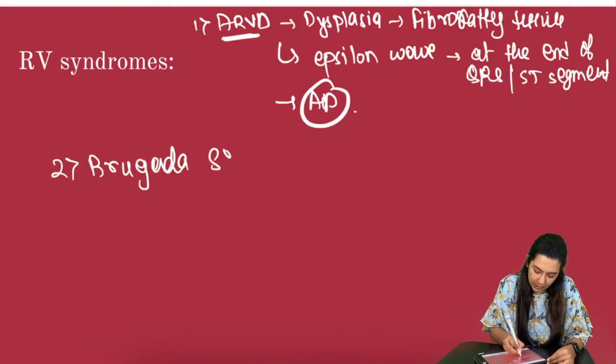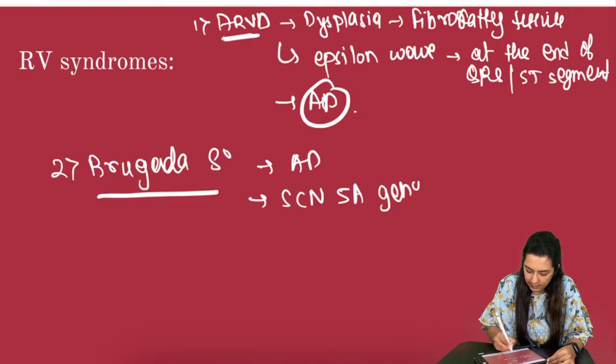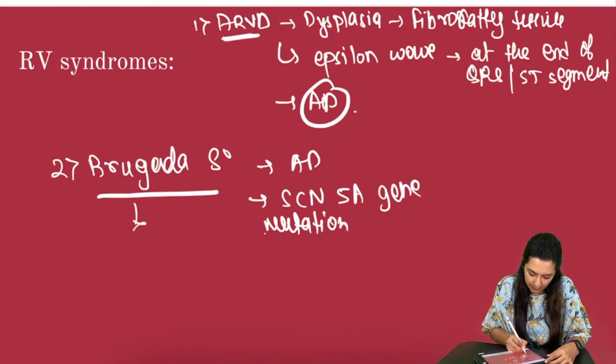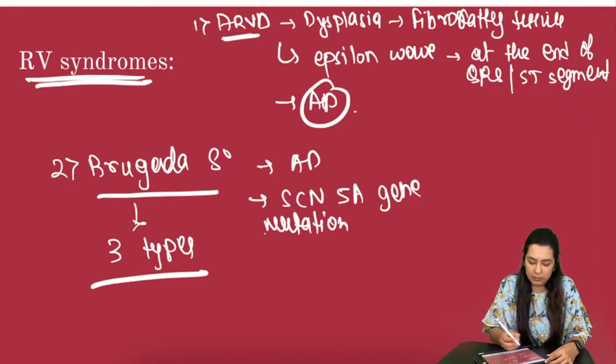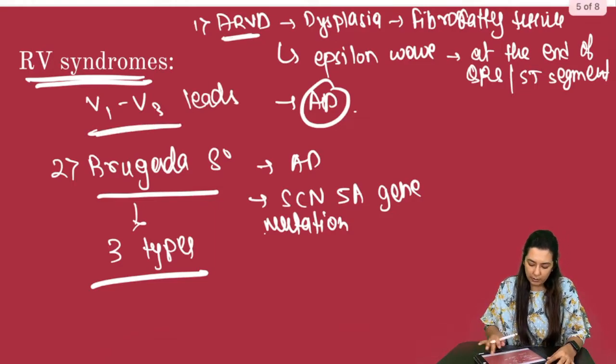Okay, so Brugada syndrome is again autosomal dominant. It is a channelopathy. So there is a sodium channel 5A gene mutation, and the sodium channel cannot work properly, and it will lead to some changes that we'll discuss. There are three types of Brugada syndrome. As it is a right ventricular syndrome, V1 to V3 leads on ECG will show the changes. This is important to understand.